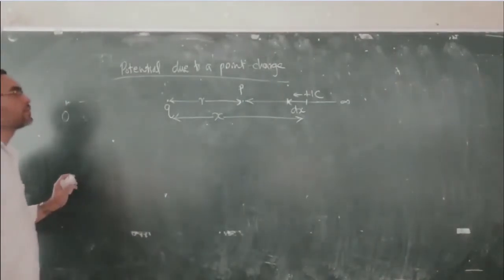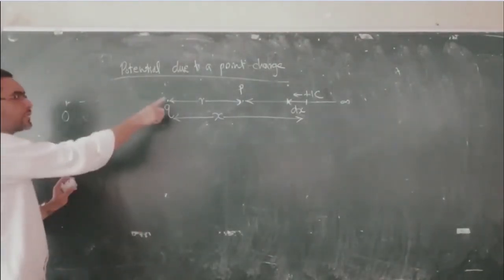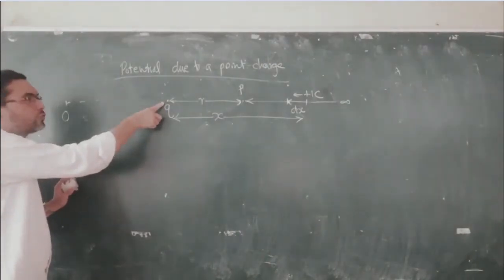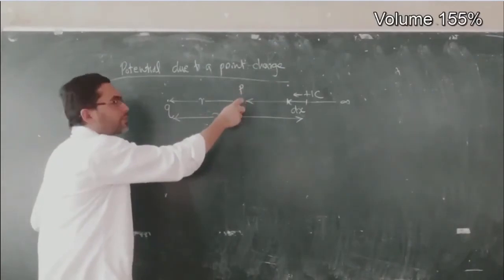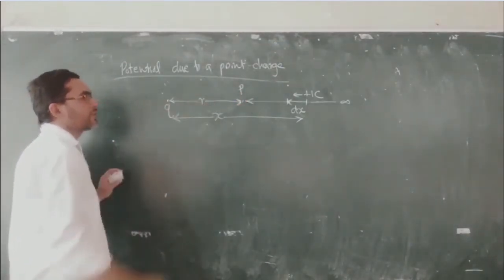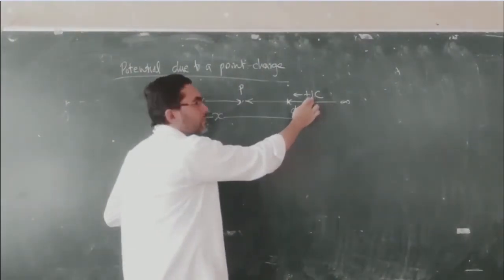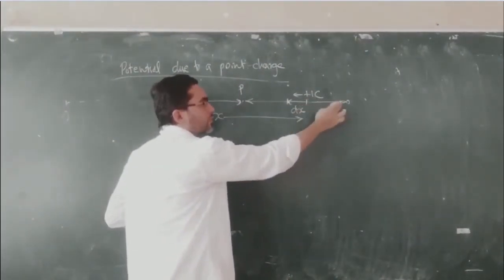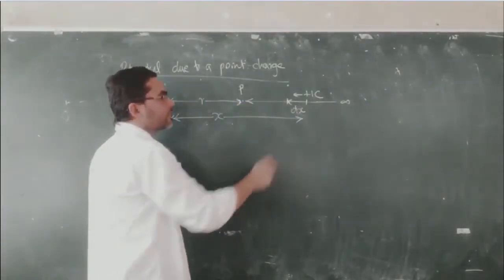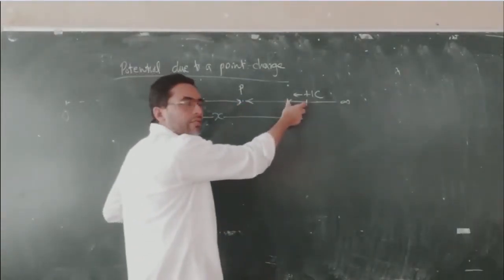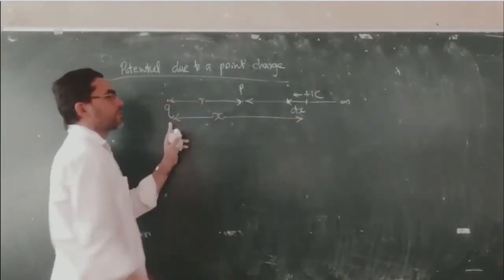Next section is the calculation of potential due to a point charge. We consider a point charge Q and we have to find the electric potential at a point B which is at a distance r from that point charge. We consider a +1 coulomb charge which is brought from infinity to this point, and during that movement we consider an elementary length dx which is at a distance x from the point charge.